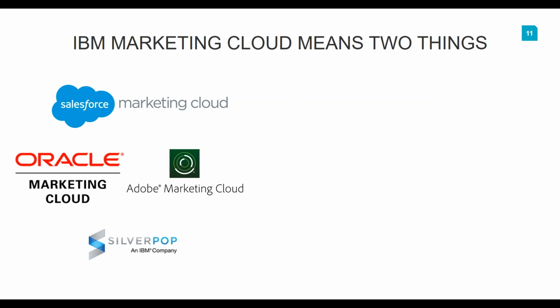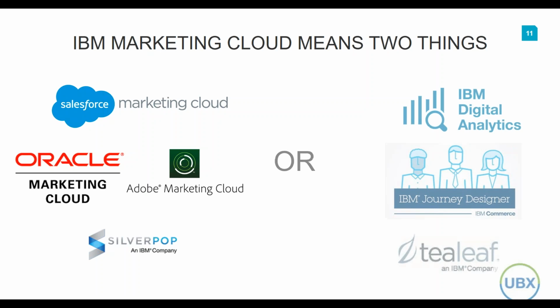So very easily you can see how that goes together, and then they decided to call it the IBM Marketing Cloud. That makes sense. But what it also means is the product suite of marketing tools that IBM owns. Like you see on the slide here, it's Digital Analytics, it's Journey Designer, it's Tea Leaf, it's all of these products in their marketing suite. So the IBM Marketing Cloud means two things.